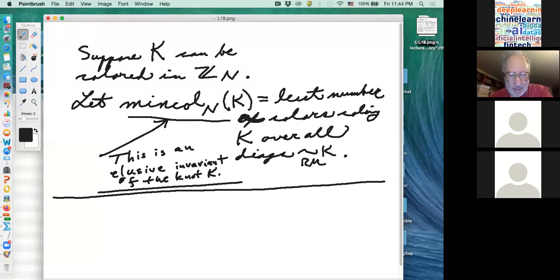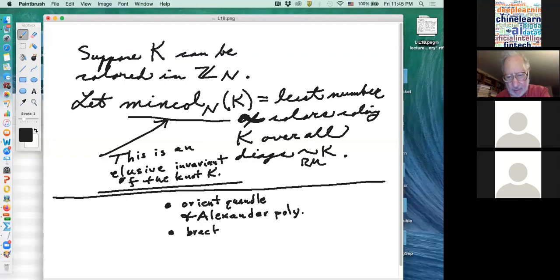So I'll stop there, but the program for next time is oriented quandle and Alexander polynomial, and then we'll go on to bracket model, bracket and Jones polynomial. And we probably will start talking about virtual knots tomorrow.